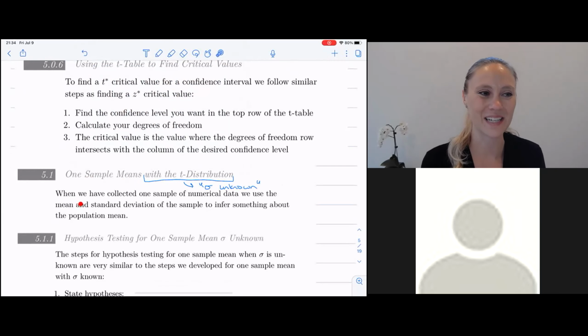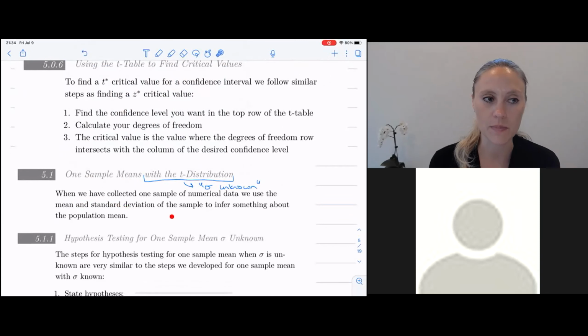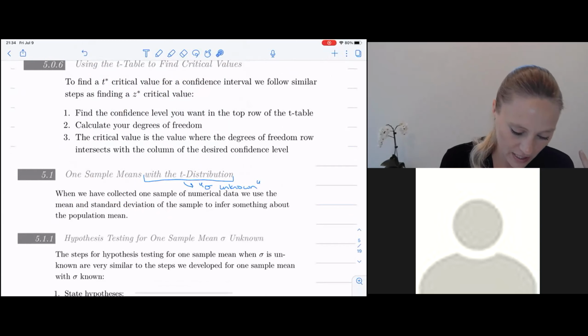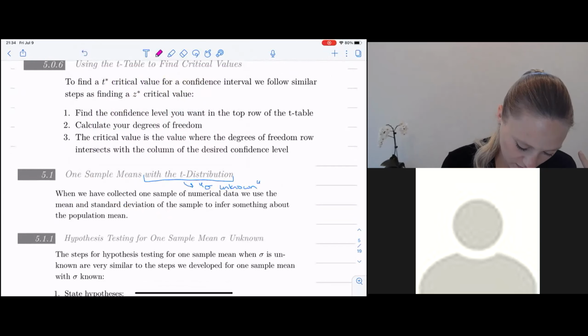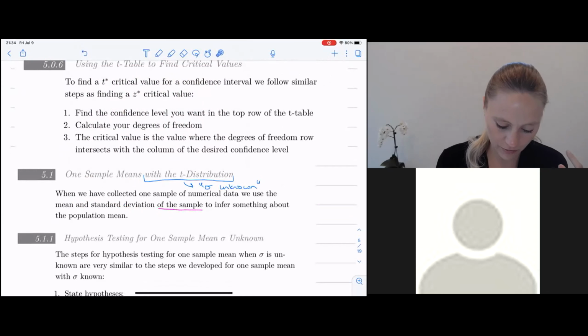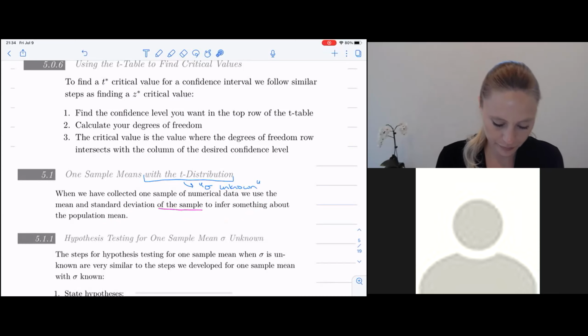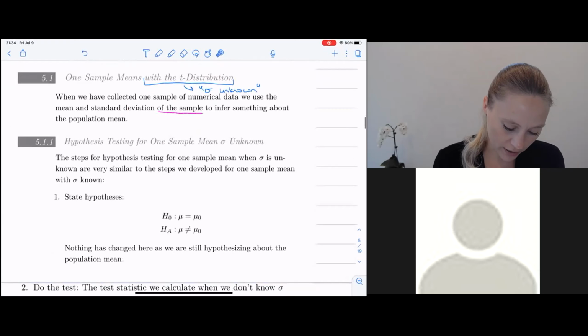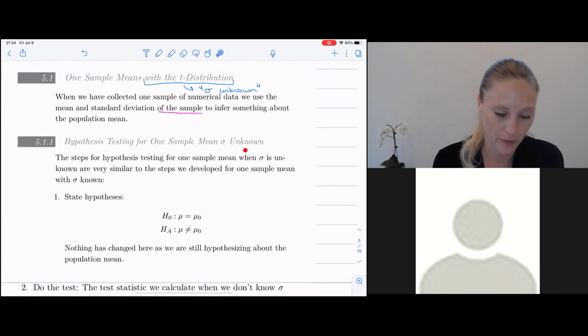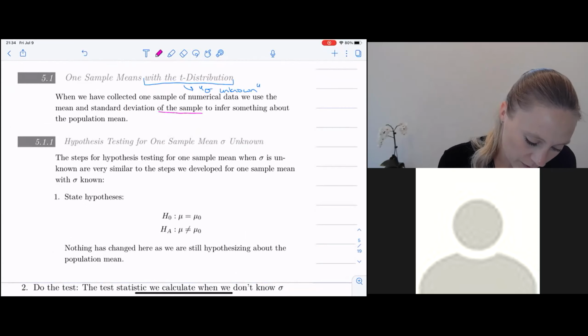So setting the scene here, when we've collected one sample of numerical data, we use the mean and the standard deviation of the sample to infer something about the population mean, right? We're trying to learn about the population mean, and we're using the sample information to do that. So let's walk through the steps for hypothesis testing for one sample mean, sigma unknown.